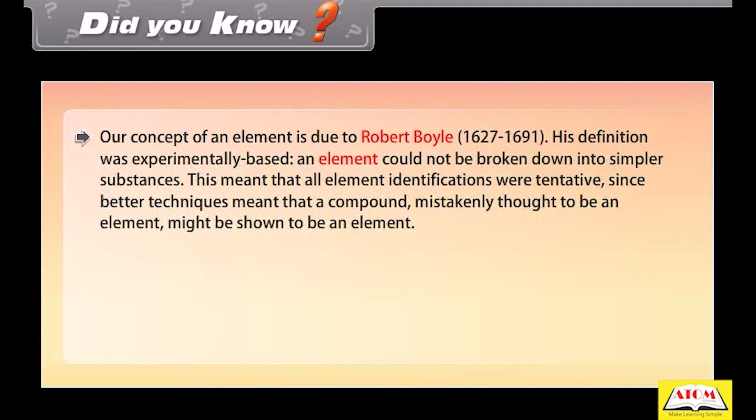Did you know? Our concept of an element is due to Robert Boyle, 1627 to 1691. His definition was experimentally based. An element could not be broken down into simpler substances. This meant that all element identifications were tentative, since better techniques meant that a compound, mistakenly thought to be an element, might be shown to be a compound.